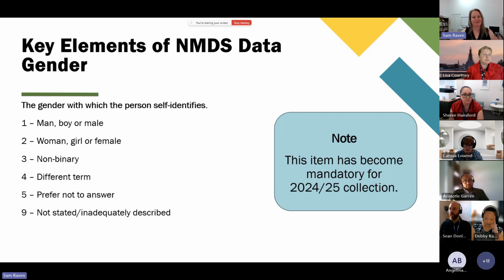You know, we can debate about whether the categories are adequate or whether it should be a little bit more nuanced, but this is what we have to work with at the moment.